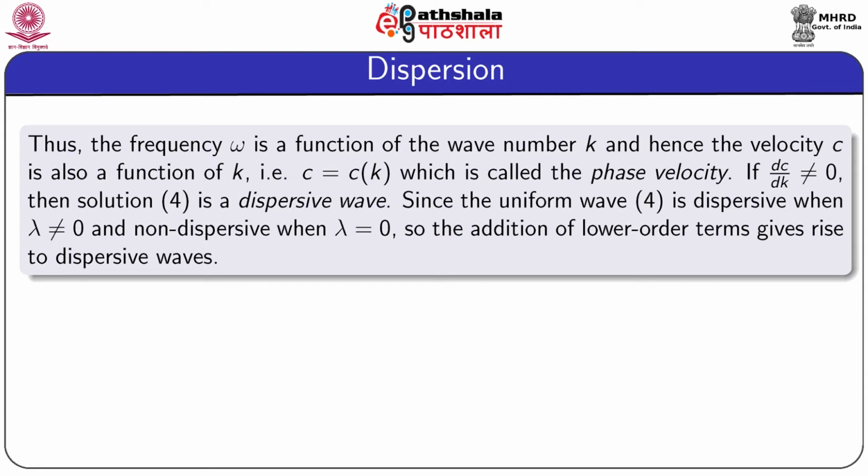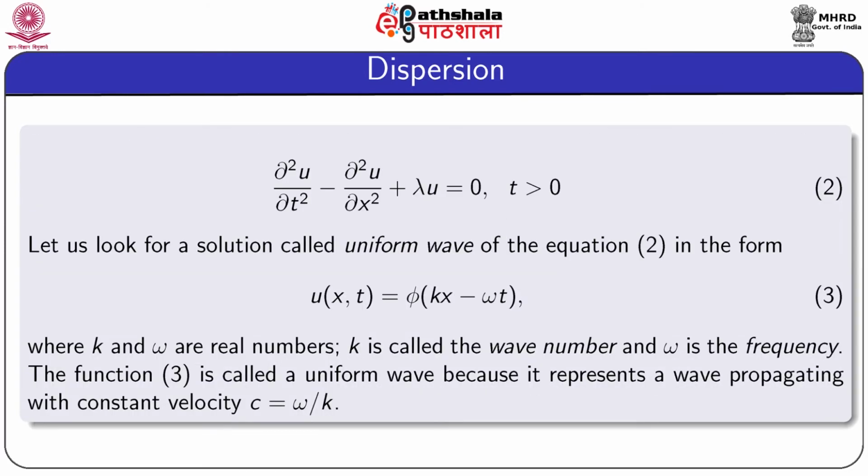Since the uniform wave is dispersive when lambda is not equal to 0 and non-dispersive when lambda equals 0, the additional term, or the 0th order term in the wave equation, gives rise to the dispersive wave. So, we can conclude that in equation 2, the lambda u term, or the addition of the 0th order term, gives rise to a dispersive wave.